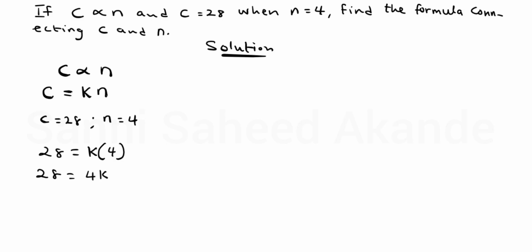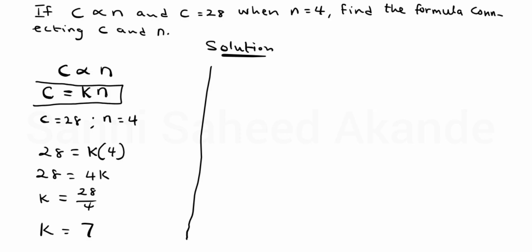Understood? So dividing both sides by 4 will give us the value of K to be equal to 28 divided by 4, and 28 divided by 4 will give us 7. Alright, so the question says that we should find the formula connecting C and N. So I will just plug in the value of K in this equation, and that will give me the formula connecting C and N. Understood? So I now have C is equal to K, which is 7, then N. So this is the formula connecting C and N.